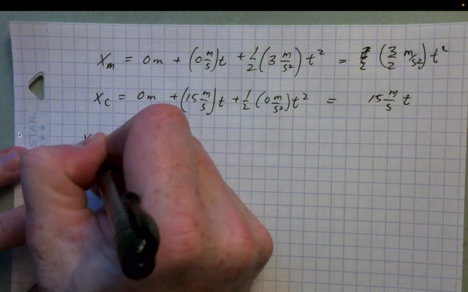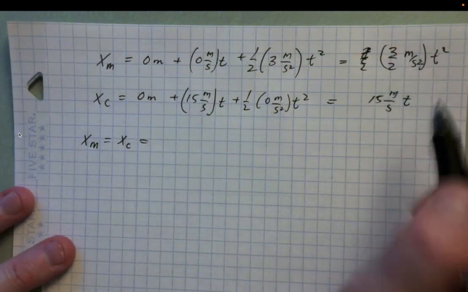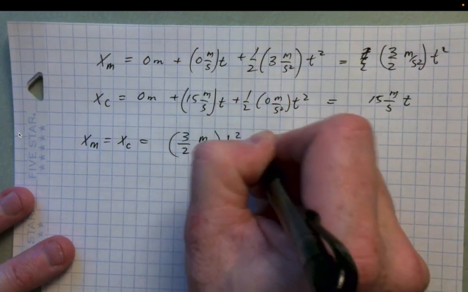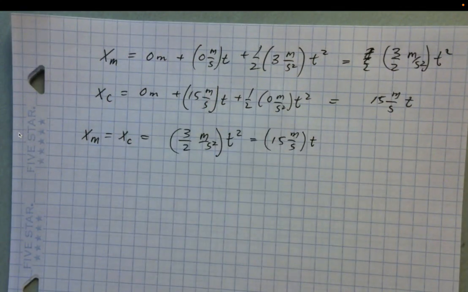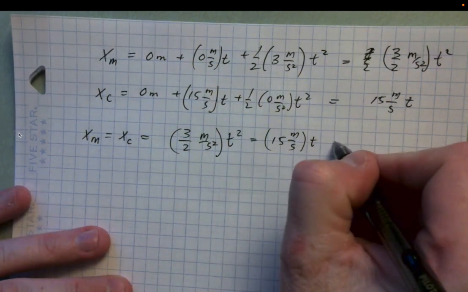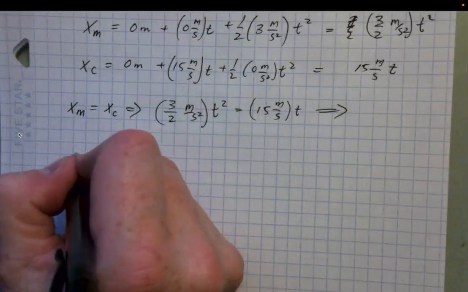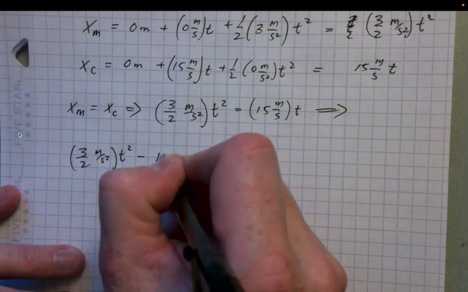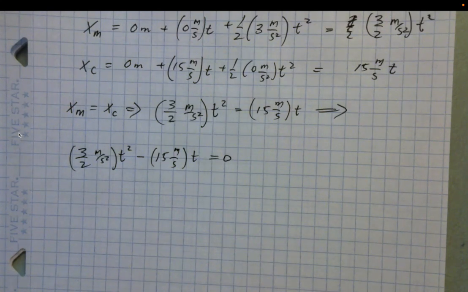Okay, and so if I set xm equal to xc, that means I'm setting these two things equal to one another. Right, just like that. And you can think about this as, again, another quadratic equation, right? And so I could say 3/2 meters per second squared t squared minus 15 meters per second times t equals 0. You could use the quadratic formula to solve this problem.